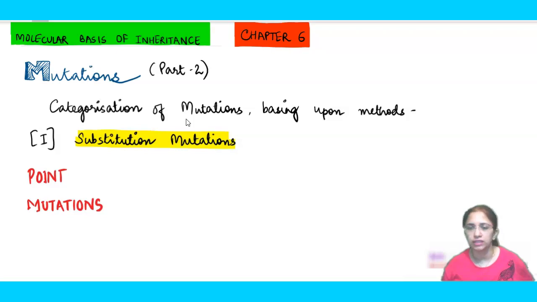We have already discussed mutations in the previous video. We will be talking about the remaining part of the mutations in this video. Now, basing upon the methods, mutation can be of again two types. Remember, earlier in the previous video, we bifurcated the mutations basing upon their origin. Now we are segregating them basing upon their method. So when you are doing the categorization, you must know on which ground we have done the categorization. Okay, so here we are categorizing basing upon the methods.